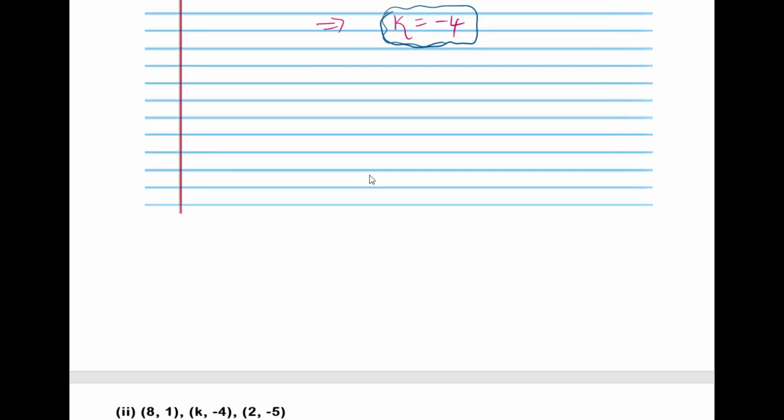For my question, k is what? Minus 4. Now moving to the second question, 8 comma 1, k comma minus 4 and 2 comma minus 5. What is the first step? First step is write down the points. 8 comma 1, next k comma minus 4, then 2 comma minus 5. Now consider it as x1, y1, x2, y2, x3, y3.